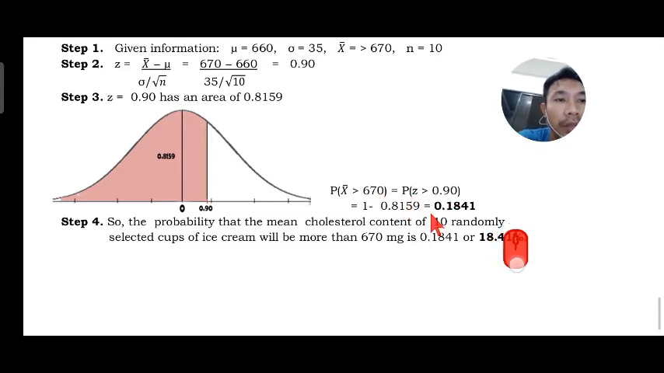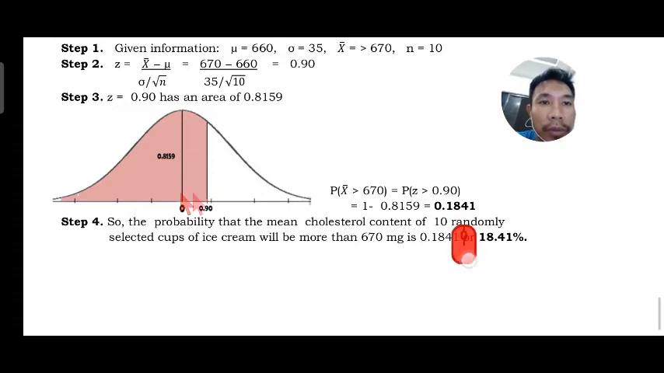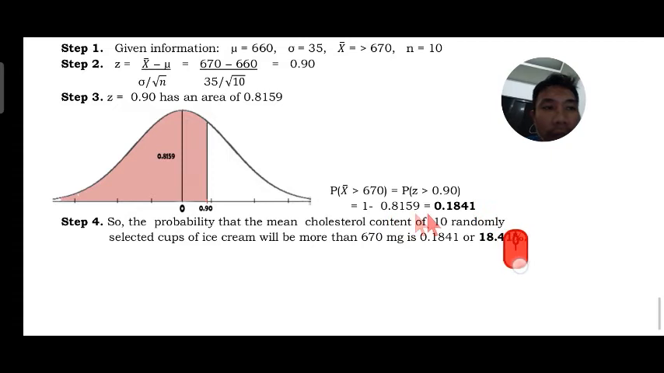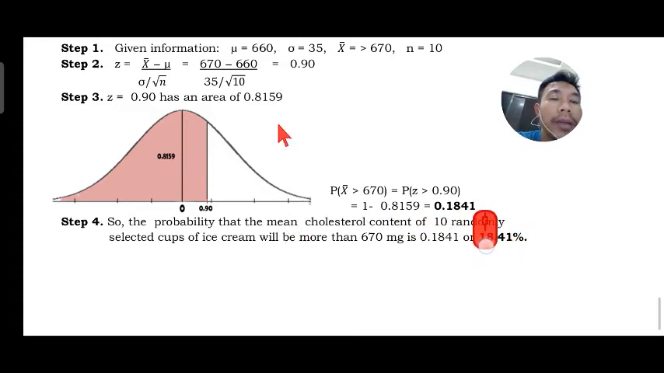So therefore, P of X greater than 670 is equal to P of Z greater than 0.90, which is equal to 1 minus 0.8159, and it is equal to 0.1841, because we want to get the area under here, and we all know that the total area in a normal curve is equal to 1. So 1, this total area, minus 0.8159, the answer is 0.1841.